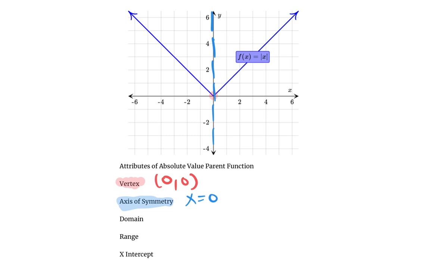For my domain, I go from left to right. On the left side, I have an arrow, and that arrow keeps going forever and ever. On the right side, I have an arrow, and that arrow keeps going forever and ever. So my domain is negative infinity to positive infinity, or real numbers.